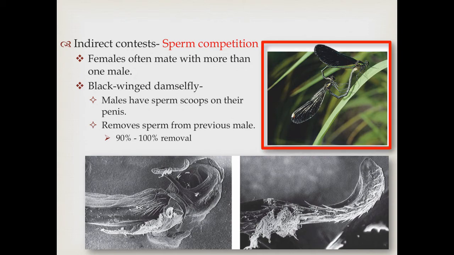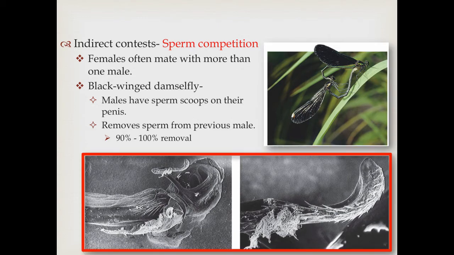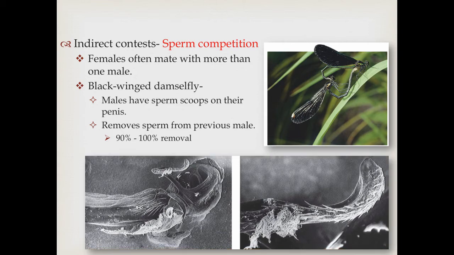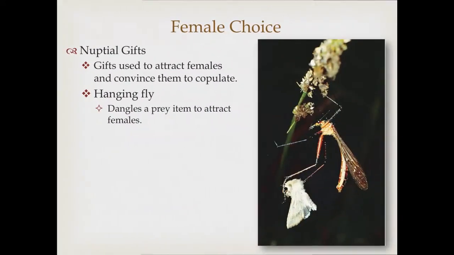And so these are mating black-winged damselflies, and down here below are electron micrographs looking at their genitalia, the male's genitalia, and you can see that it has these brushes and scoops on it that are used to remove a previous male's sperm prior to insemination of the female with your own sperm. And it's in laboratory studies shown to be about 90 to 100% effective in removal of the competing male sperm.